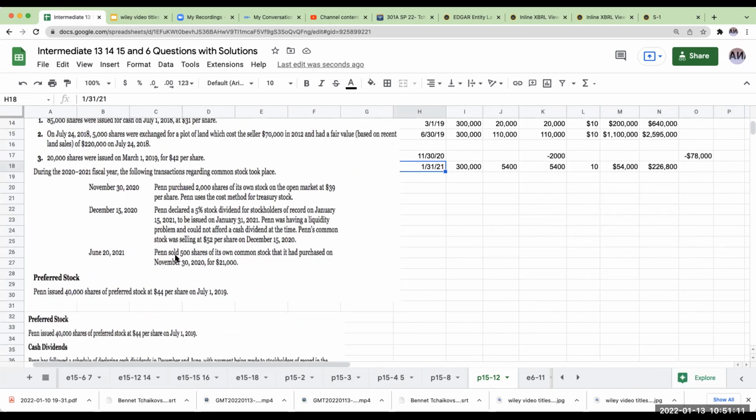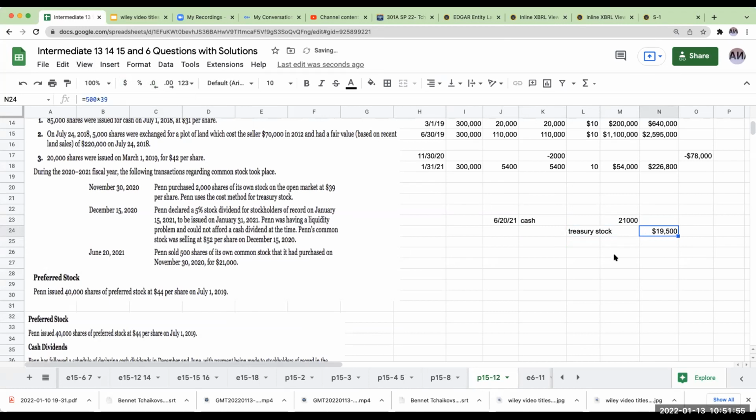Okay, on June 20th, I sold 500 of my own shares that I had purchased on November 30th for 21,000. So I'm reselling my treasury stock, but the question is being cute and isn't telling us the price per share, so we can't really determine if there's a gain or a loss, but we're going to go ahead and do that right now. So on June 20th, 21, I received cash of 21,000. But what I need to know is how much I should actually pay for the share. So I'm going to credit treasury stock, and this is going to be for 500 at 39.